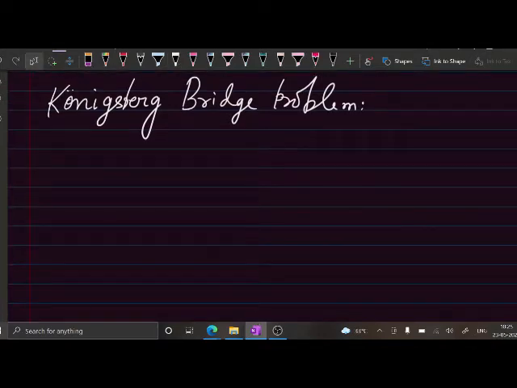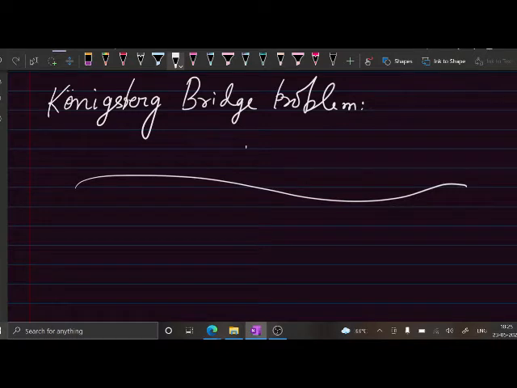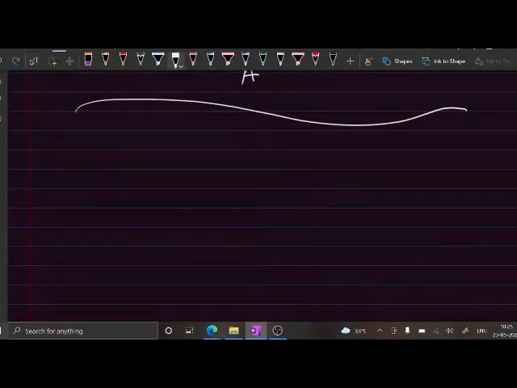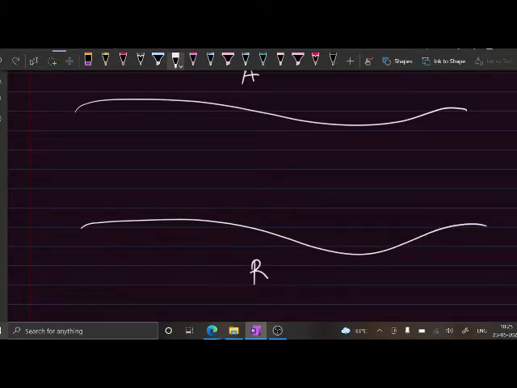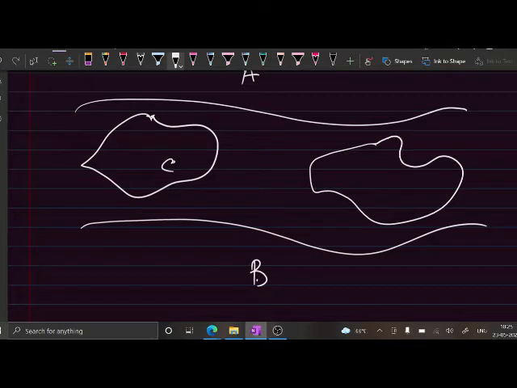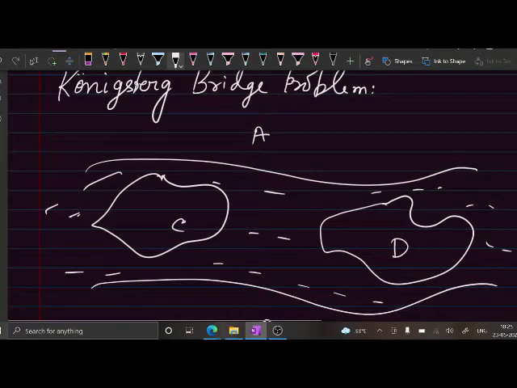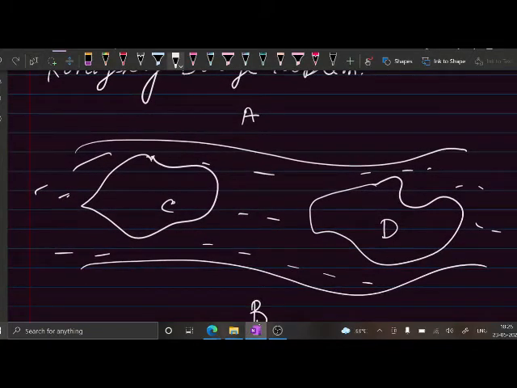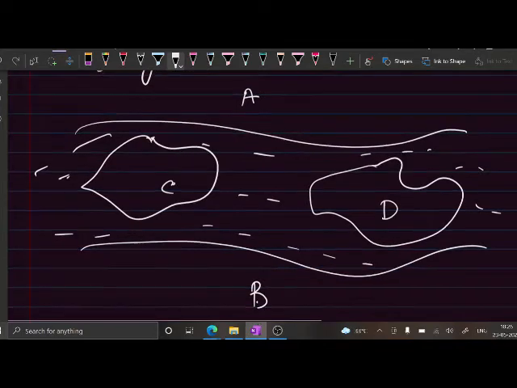and the problem was that you have four islands, suppose denoted by A, B, C, and another one, suppose D. Okay, and this is a river. Okay, and in between these islands, so this is your island A, this is island B, this is island C, this is island D, and these islands has been connected by some bridges.